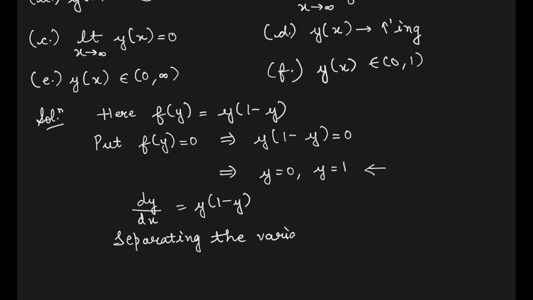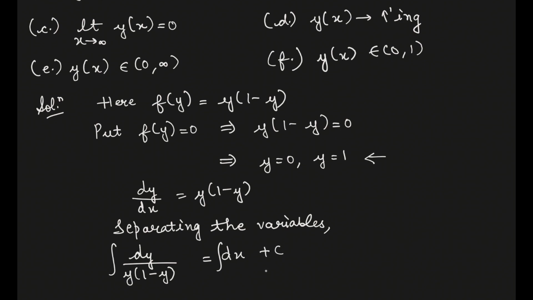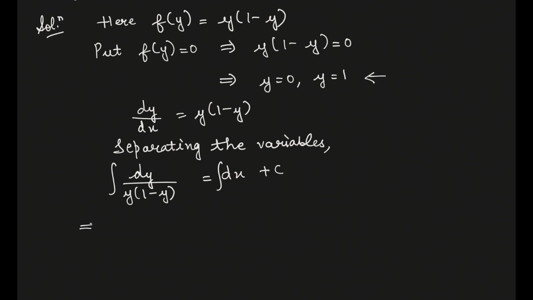So on separating the variables, I will get dy upon y(1 minus y) equal to dx. Integrating on both the sides. And you remember the trick of partial fraction? Yes, ma'am. So from here, what I will get, please tell. It is a upon 1 minus y plus b upon y, or log of 1 minus y plus log of y equal to x plus c. Yes, correct. And it is log of y into (1 minus y) equal to x plus c.